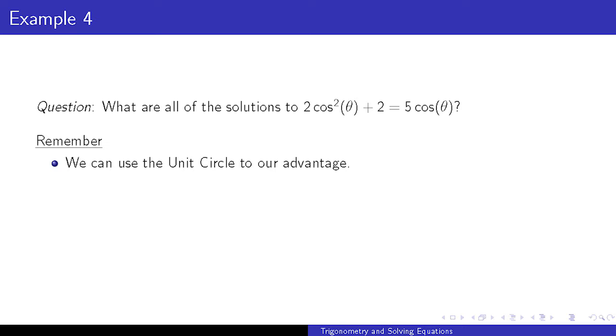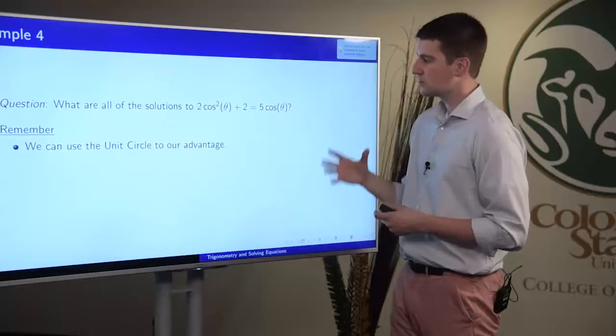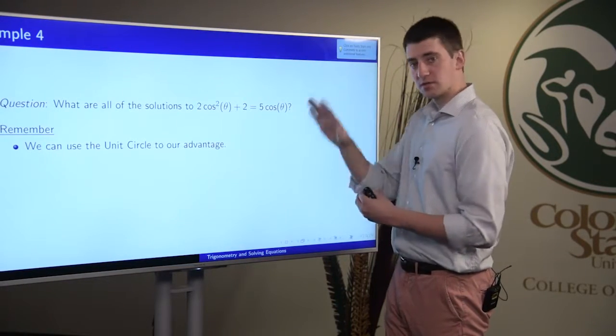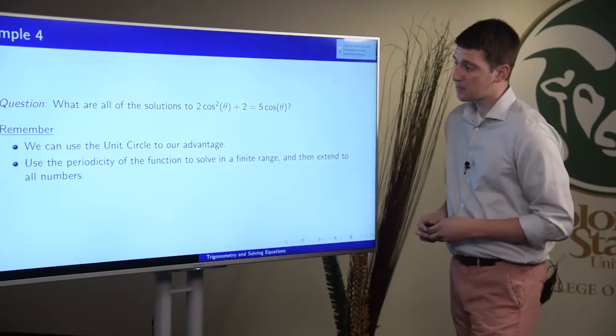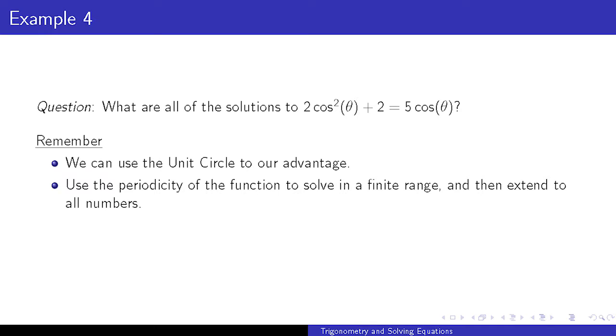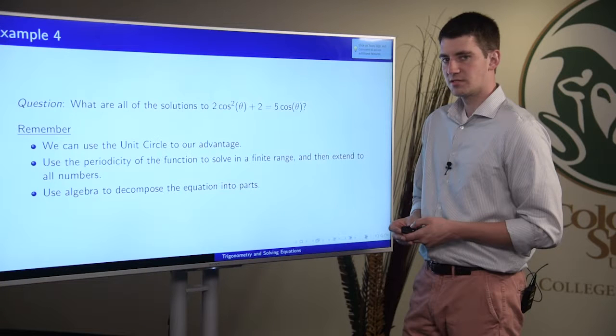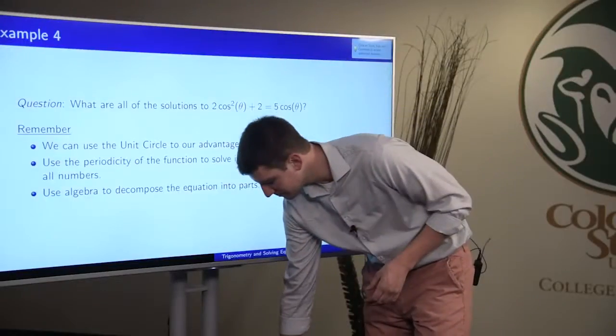So before we get to this, it looks a little intimidating, but we need to remember, first of all, that we can use the unit circle to our advantage. If we have anything with sines or cosines, then we can actually solve using the unit circle. Just like before, we can use periodicity to our advantage to simplify our initial solving and then extend it. And lastly, we can also use algebra to decompose the equation into parts. So let's go to the board and try it out.